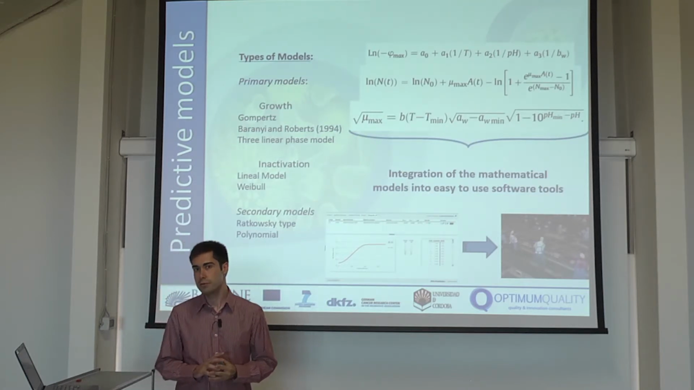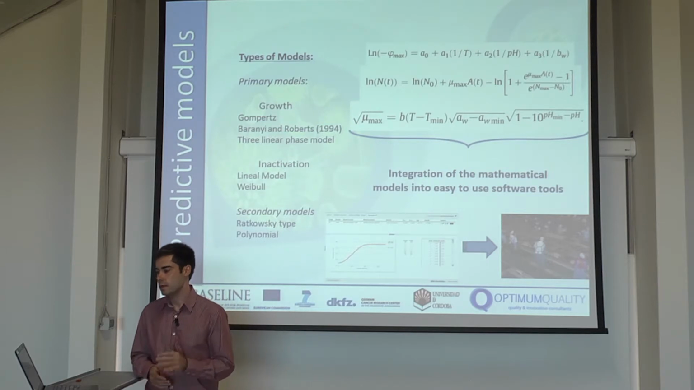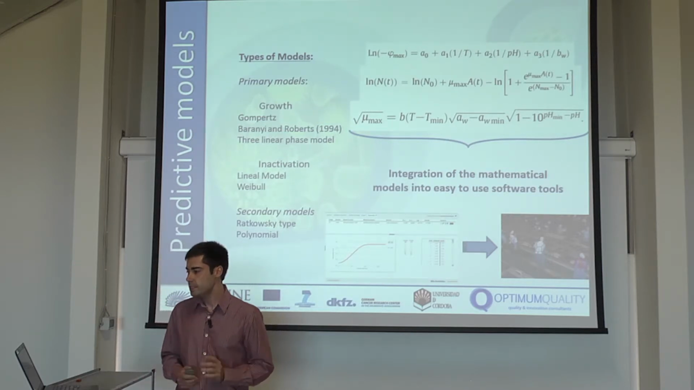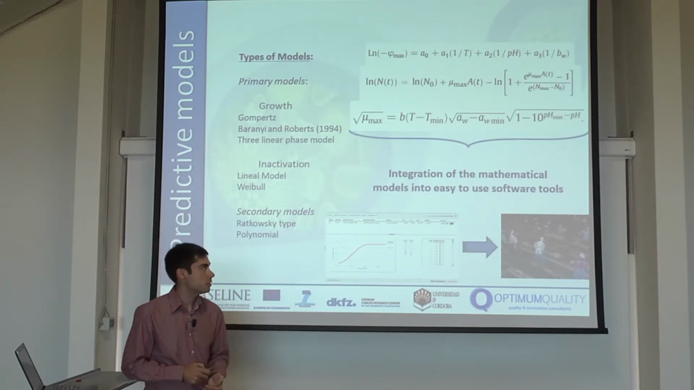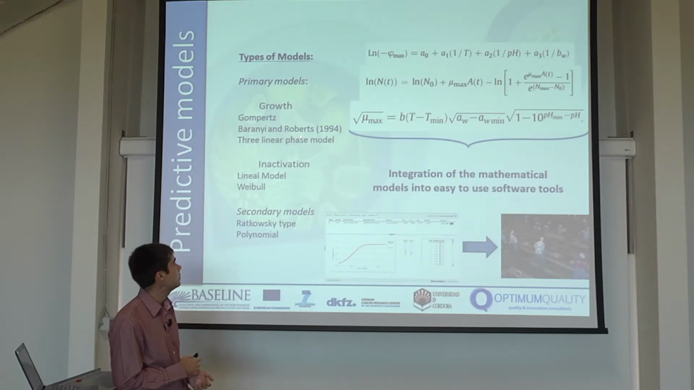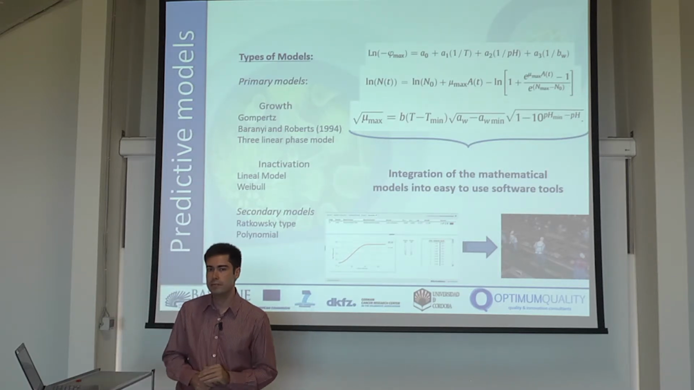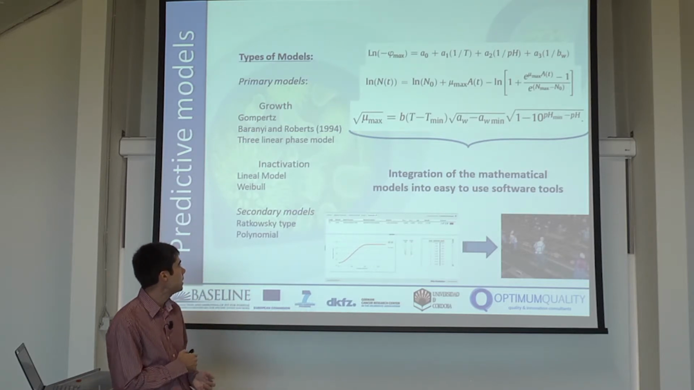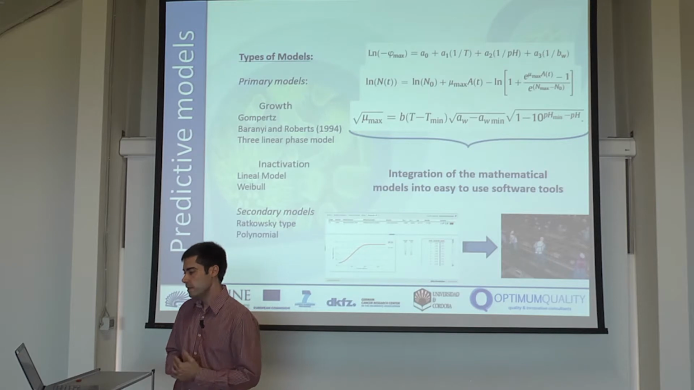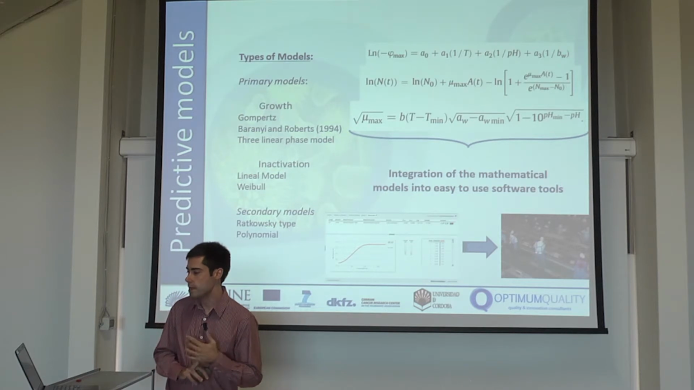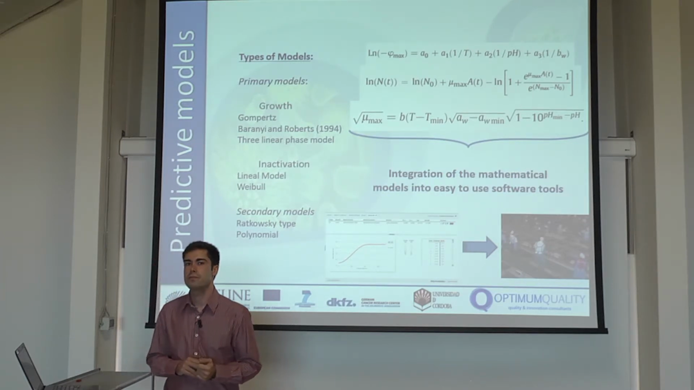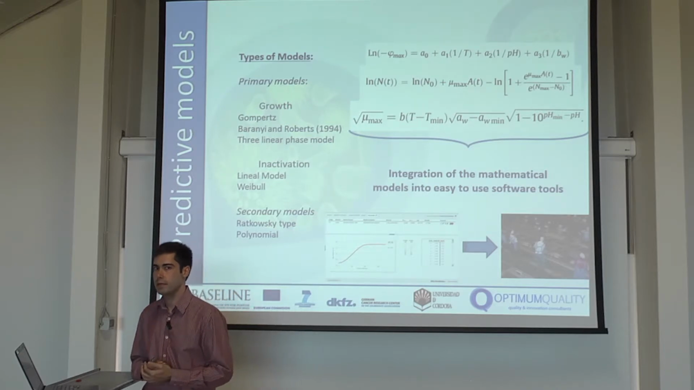Regarding the predictive models module, there are different types of models included in the software. Basically, there are primary models of growth and inactivation. The main growth functions are the Gompertz function, the Baranyi-Roberts, and the three-linear phase model. Regarding inactivation models, there are the linear model and the Weibull models. Finally, for the secondary models, there are common structures already implemented in the software, mainly the Ratkowsky type and also the polynomial models. Also, cardinal models can be implemented in the software by including the appropriate cardinal parameters.